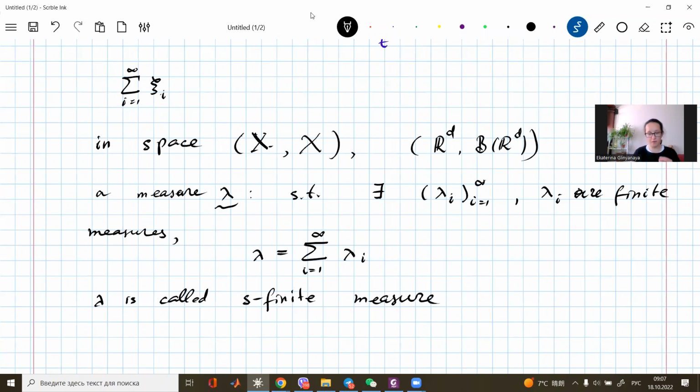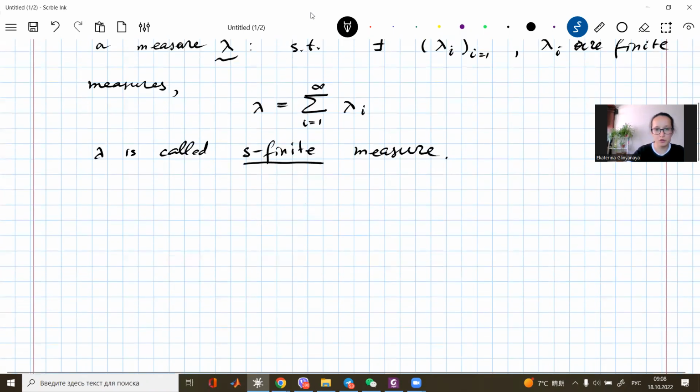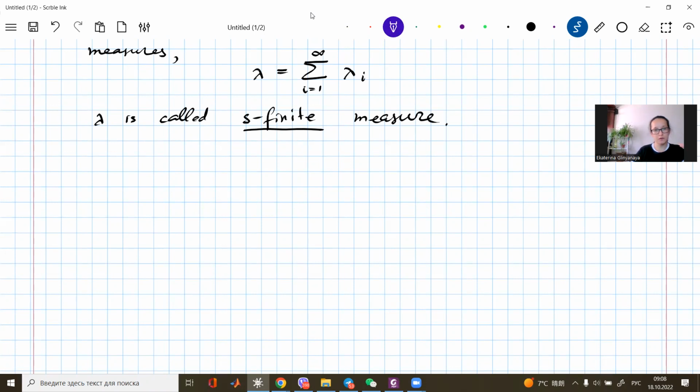So we can see that a measure that we will work with is not finite in the general sense, but we can consider a countable summation of finite measures. Why do we need this? This is just because I want to later consider the infinite summation of measures. So I just want to specify the class of measures that we will use in our lecture today. So this is an s-finite measure. And in order to define a Poisson process, we should fix some s-finite measure on our space.